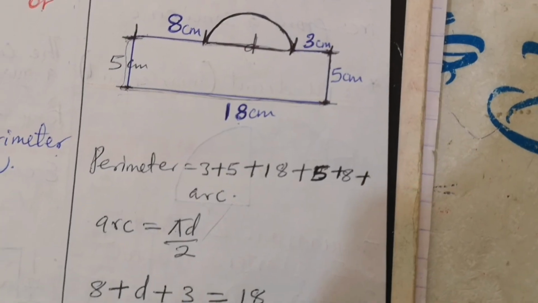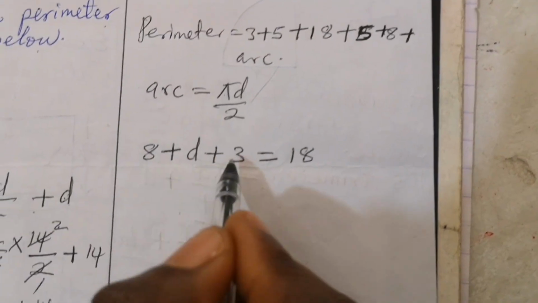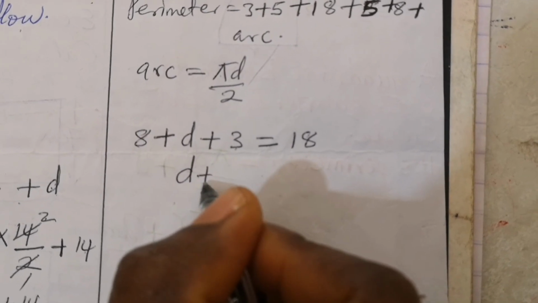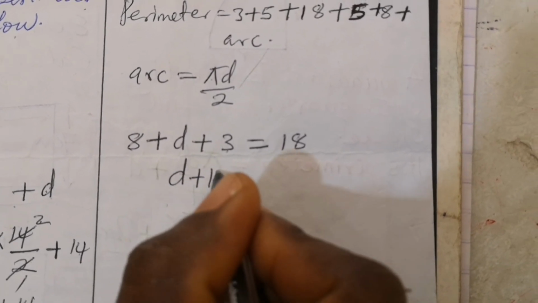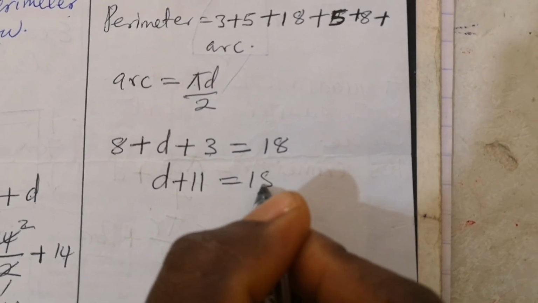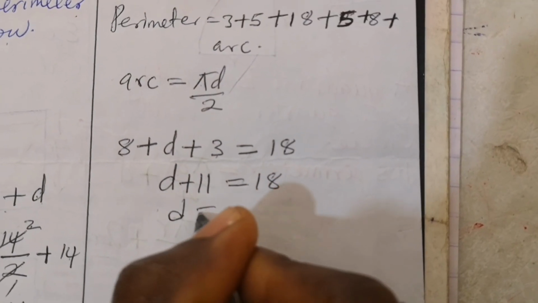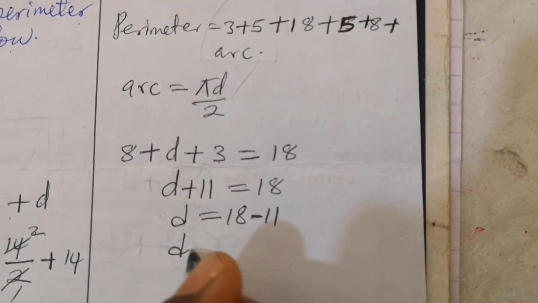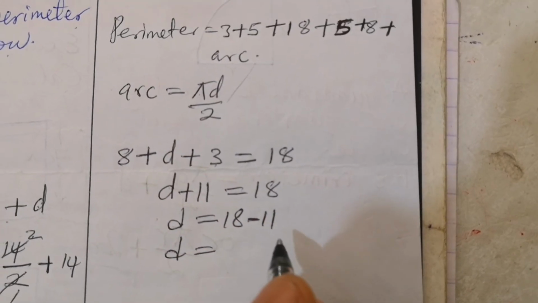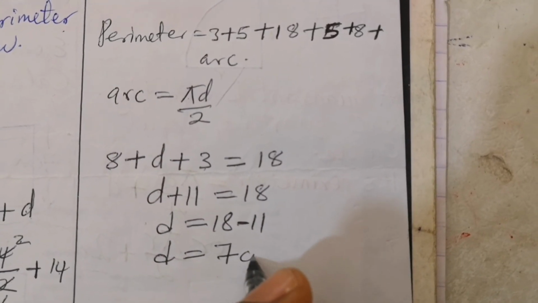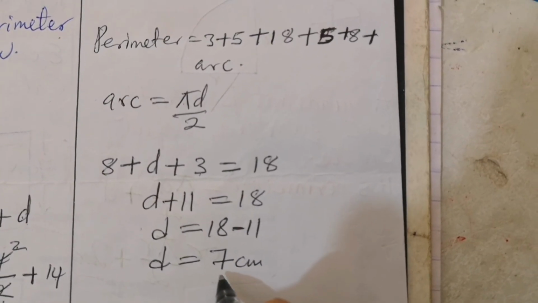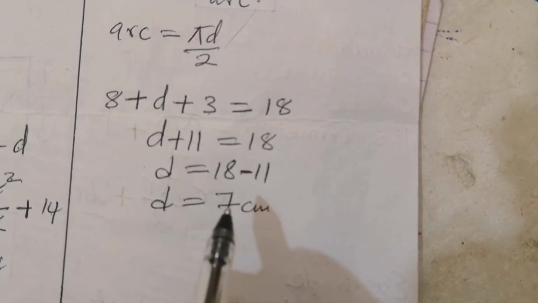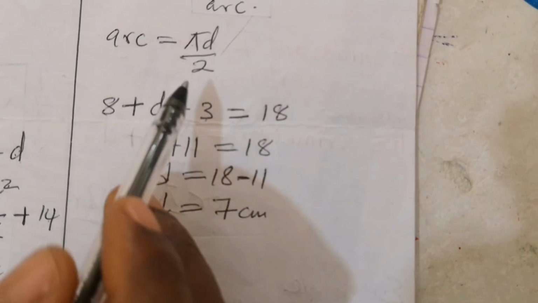That is what we have here. So 8 plus 3 is 11. So we now have d plus 11, which is equal to 18. Then d is equal to 18 minus 11, which will give you what? 18 minus 11 is what? 7. So the diameter is 7 cm.